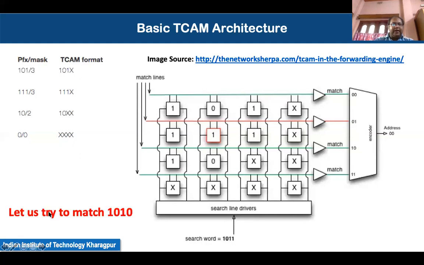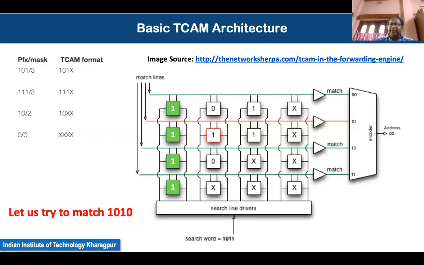So let us look into one example. Let us try to match 1010. Now, if I try to match 1010, my left-hand side bit is 1. So let us take 1 and try to match it. In the first row, I have a match with 1. In the second row, I have a match with 1. In the third row, I have a match with 1. In the fourth row, it is a don't care, so I also have a match.